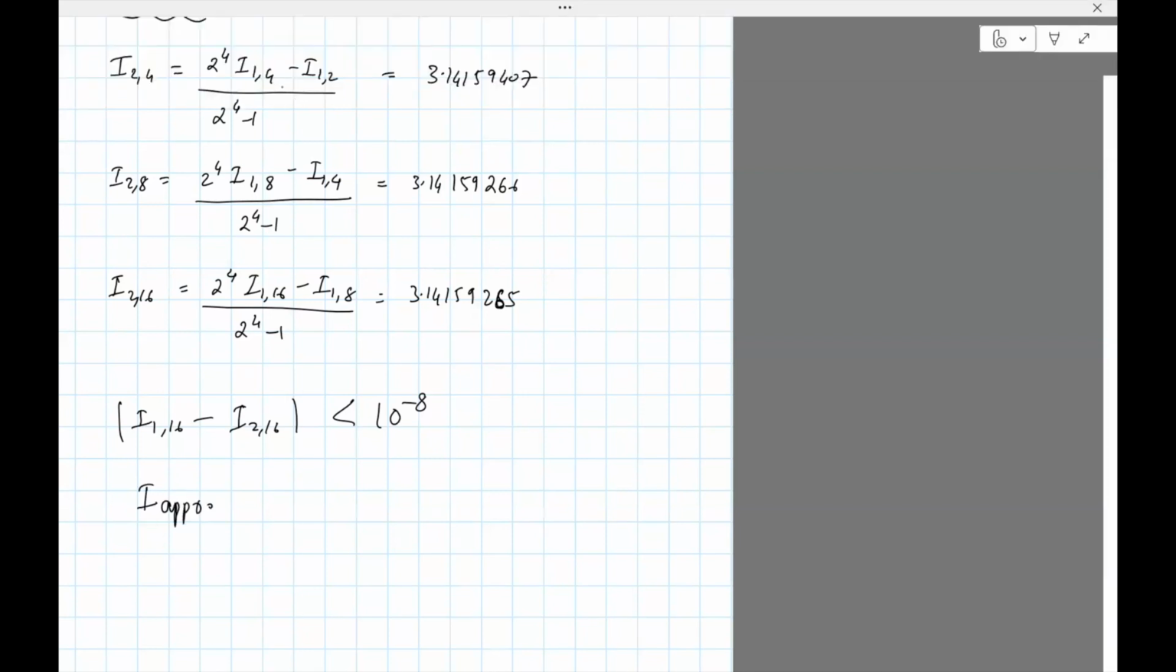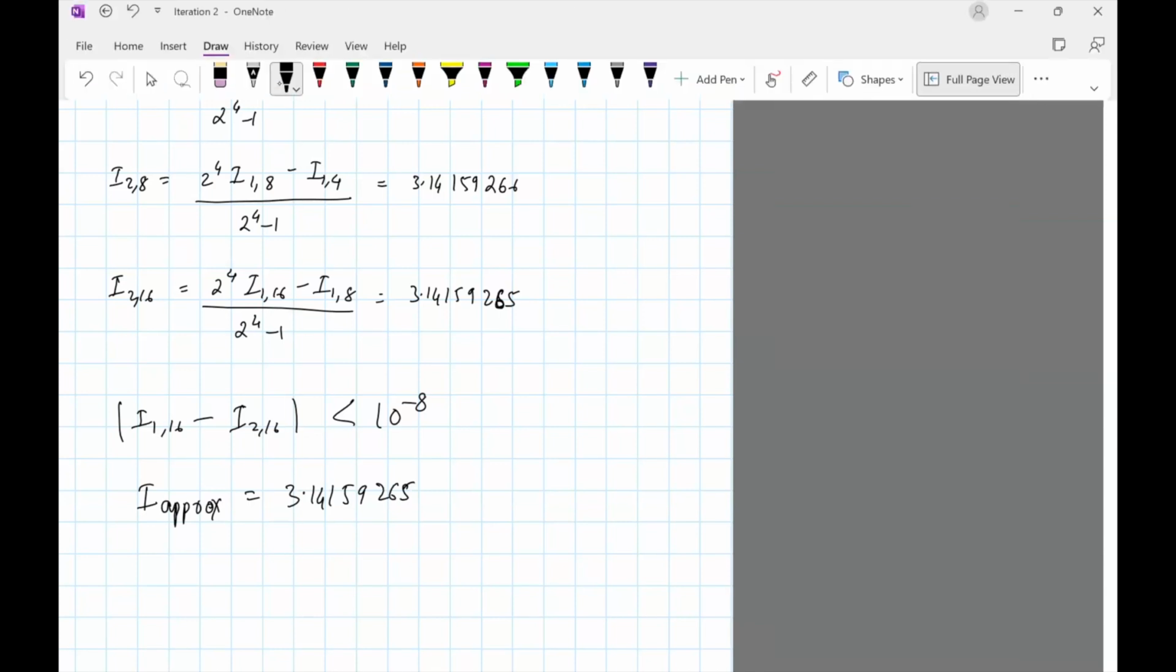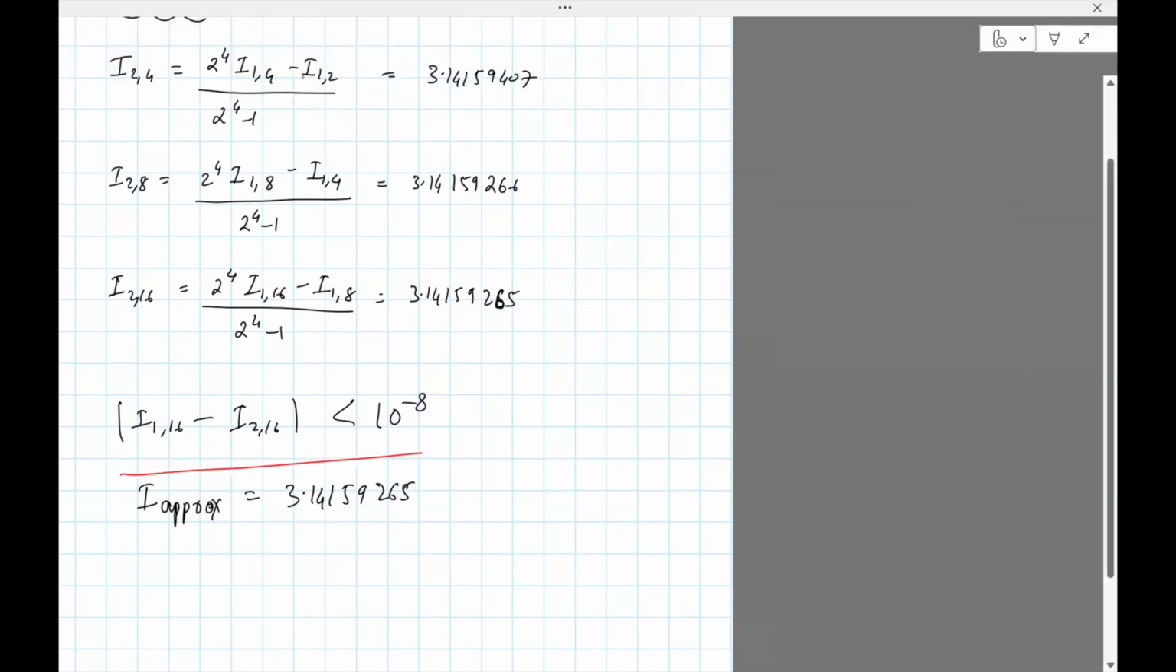Our approximate solution is 3.14159, which also happens to be the answer which we computed using the exact integral to 8 decimal places.